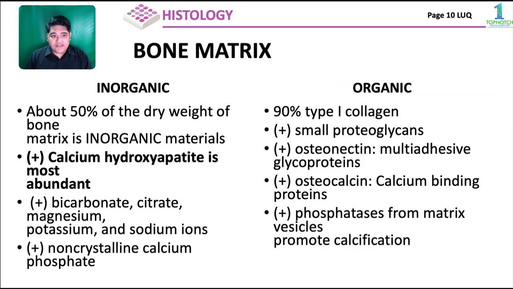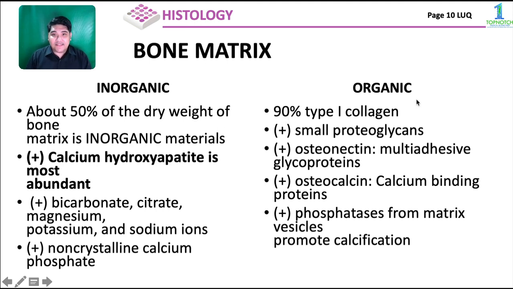Now, your bone matrix has two types, your inorganic and organic. Remember, the inorganic components come from your osteoblasts. About 50% of the dry weight of the bone matrix is inorganic. So, remember this buzzword: your calcium hydroxyapatite is the most abundant inorganic component of the bone matrix. Nice to know, there are also bicarbonate, potassium, sodium ions, and non-crystalline calcium phosphate.